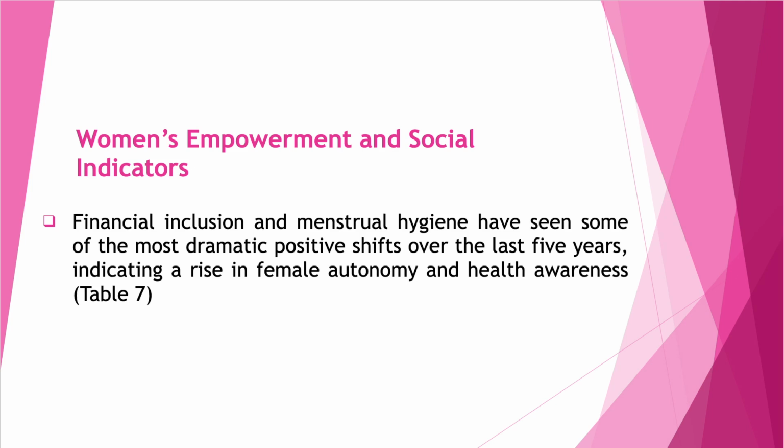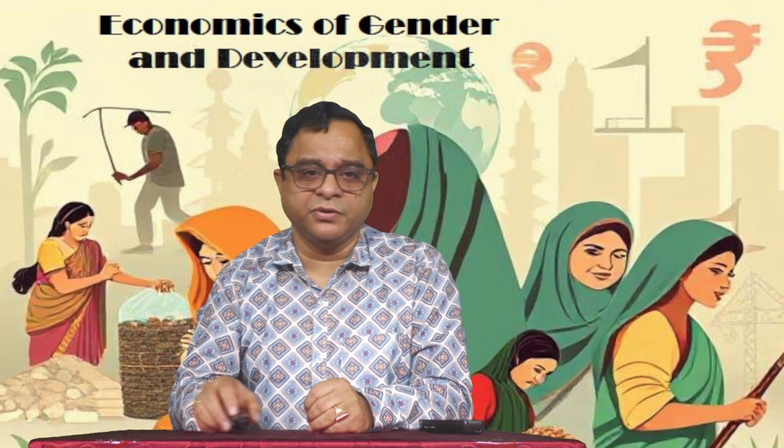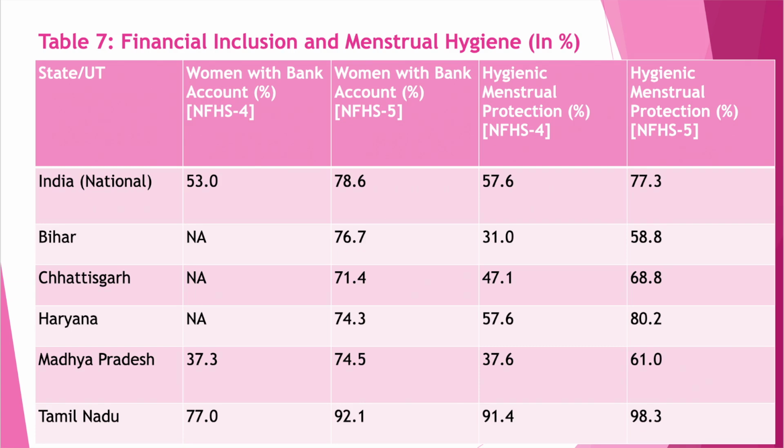Here, in table 7, we will see certain women's empowerment and social indicators. Here we will consider financial inclusion and menstrual hygiene, which have seen some of the most dramatic positive shifts over the last 5 years during the survey periods, indicating a rise in female autonomy and health awareness. So here in table 7, we see women with bank accounts and hygienic menstrual protection, as recorded in the National Family Health Survey 4th and 5th rounds. We see the data for India as national average, and also for states like Bihar, Chhattisgarh, Haryana, Madhya Pradesh, and Tamil Nadu.